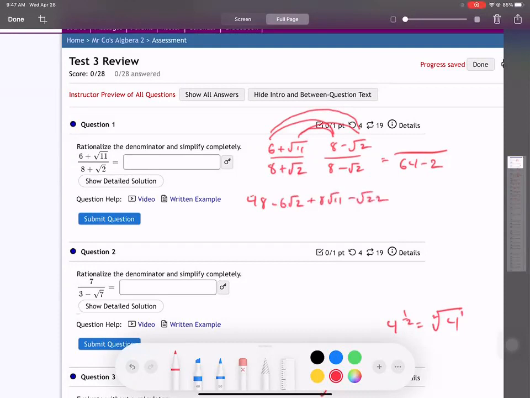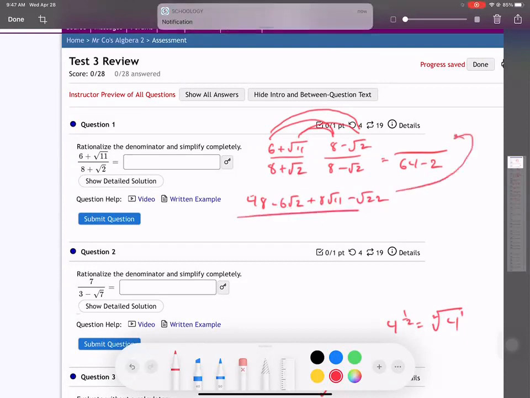And actually, you can see that there's no like terms. None of these are like terms with each other. So this goes all the way on top. Let's rewrite this as one big fraction, all divided by 62, because 64 minus 2 is 62.